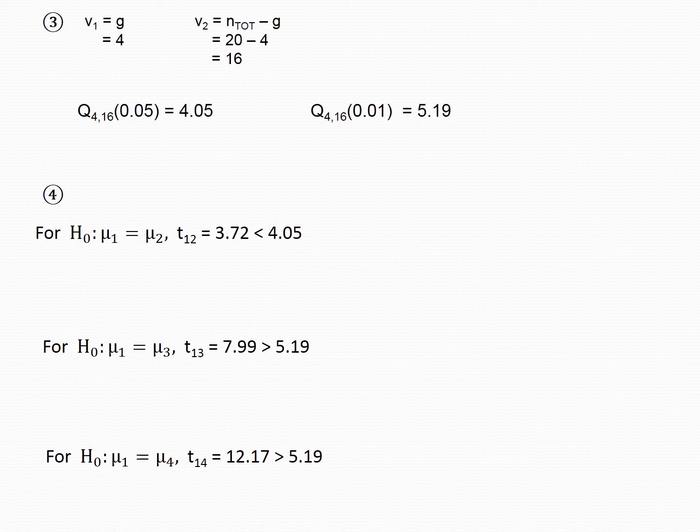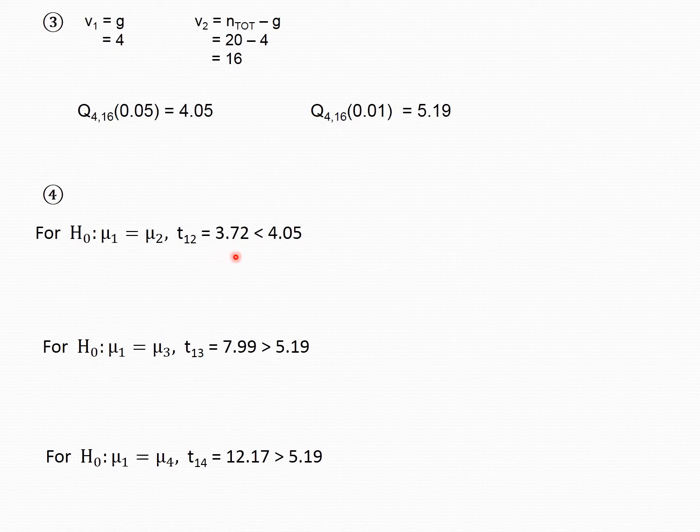In step 3, we need to determine our Q critical values from the 2 Q tables. So our column number that we are going to use is 4, since our number of groups was 4, and our row number will be 20 minus 4, so that will be row 16. If you go to the 0.05 Q table, to column 4, row 16, you will see that your Q critical value will be 4.05. And if you go to column 4, row 16 in your 0.01 Q table, you will see that your Q critical value will be 5.19.